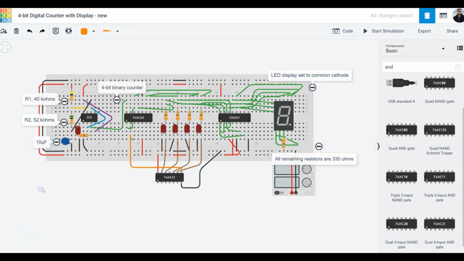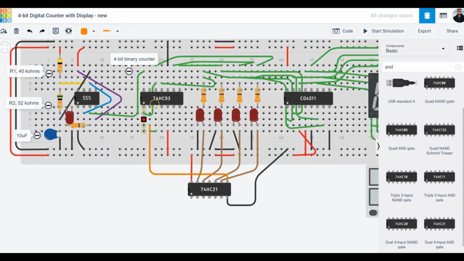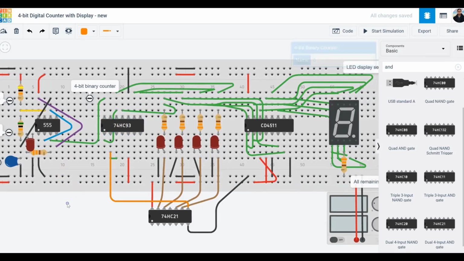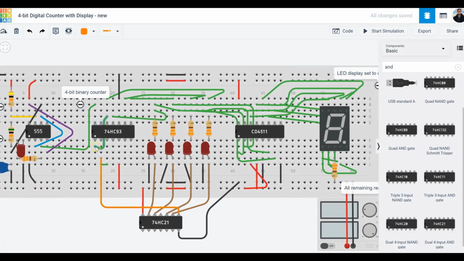10 microfarad. Now what is next? Now we are going to look at this 74HC93, which is a 4-bit binary counter. This clock is fed into output bit 0. This is output bit 3.